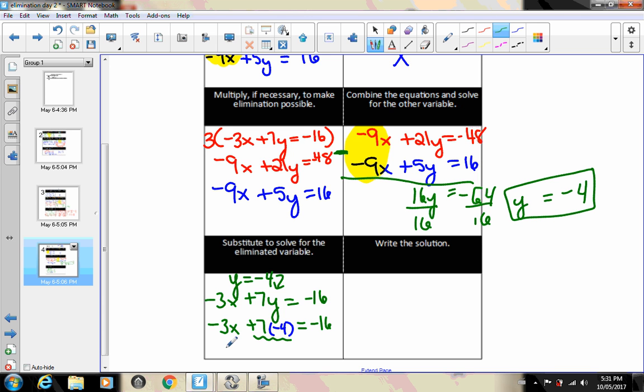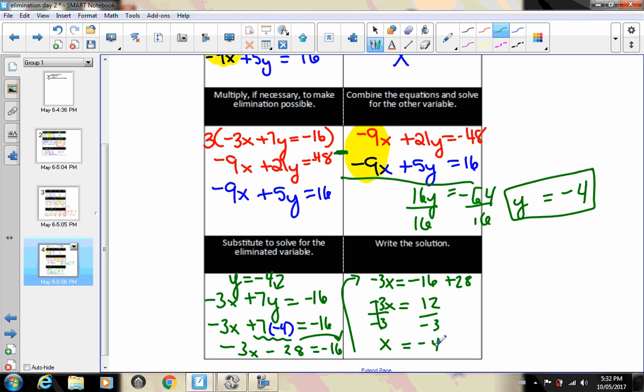I can then simplify this, so it becomes negative 3x minus 28 equals negative 16. And I come up here, take that 28 over, so it becomes negative 3x equals negative 16 plus 28. That's negative 3x equals 12. Divide both sides by negative 3. And I get negative 4. So my point of intersection is negative 4, negative 4.